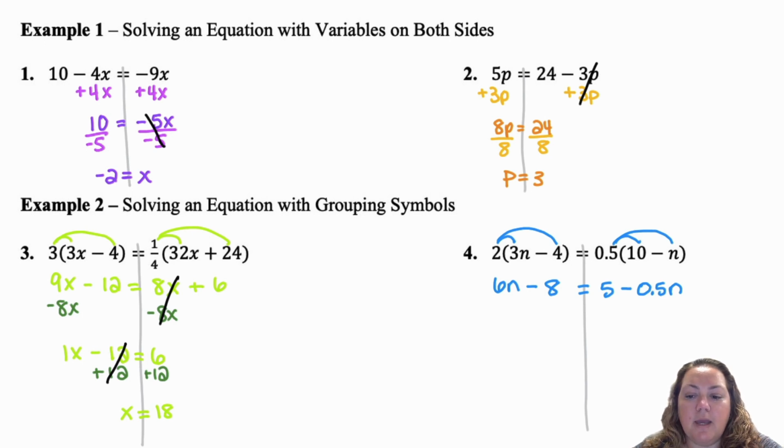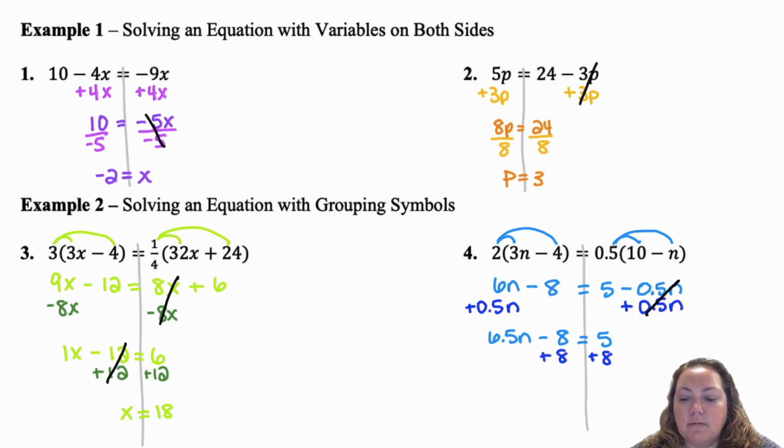I'm going to combine my n terms. So I'm going to move the minus 0.5n to the other side by adding 0.5n. I'm going to get 6.5n minus 8 equals 5. I want to get n by itself, so I'm going to get rid of the minus 8 by adding 8. That's going to give me 6.5n equals 13. Divide both sides by 6.5, and I get n equals 2.